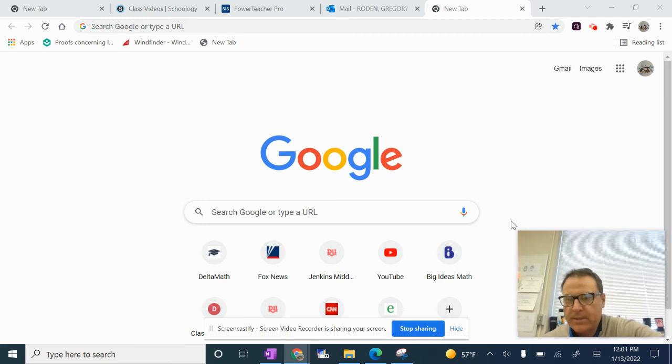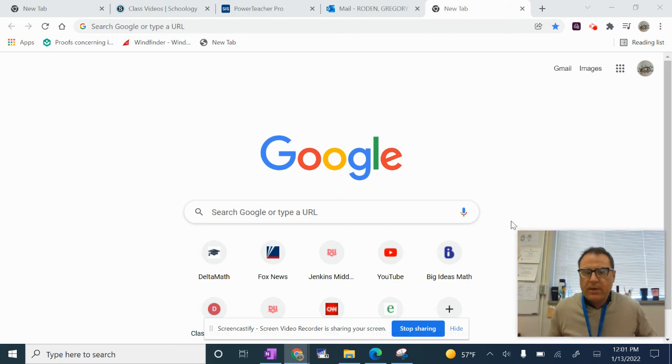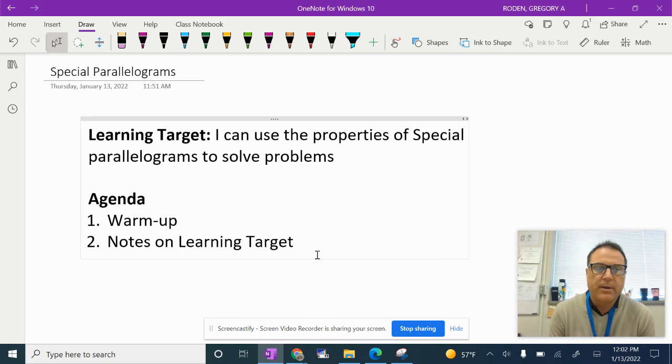And so let's not waste time. Let's learn something new today. Sound good? All right. So today our learning target is I can use properties of special parallelograms to solve problems. So we've been doing parallelograms. Now we're going to move on to some of the special parallelograms. We're going to do a warm up, and then we're going to take some notes on the learning target, and then I'm going to assign some Delta Math for you, and I'll tell you what that is in a minute.